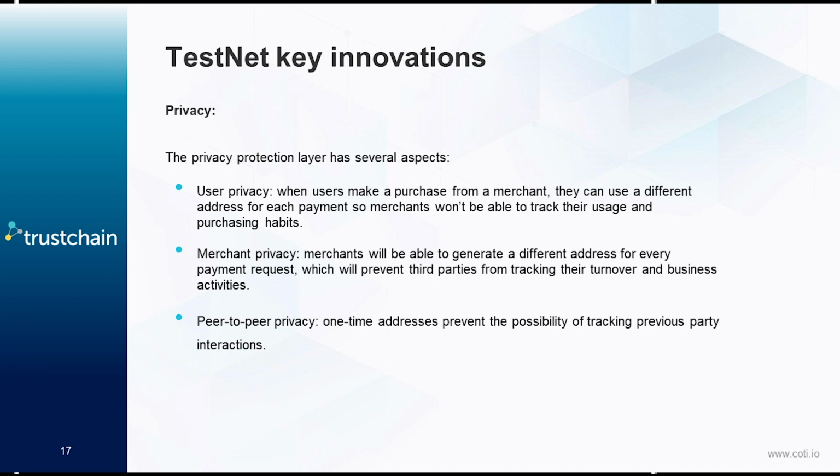For a merchant, as I said, you can define that each transacting operation is going to produce a different address. For each transaction, you're going to have a different address which is not trackable, and it cannot be defined what amount of transactions you had and what type of transactions you had, other than this one-time transaction. And as I said, you're also going to have peer-to-peer privacy, which are one-time addresses which prevent all possibility of tracking previous party interaction. They are totally anonymous and can be used just for user peer-to-peer transactions.